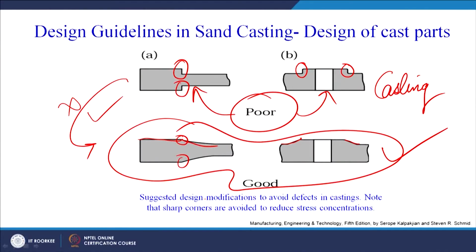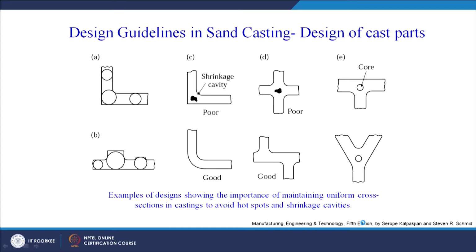Suggested design modifications to avoid defects in casting. Sharp corners are avoided to reduce the stress concentration. So this is already discussed. Then this is again related to the design of the parts. Now this is one channel A, one product. This has a tendency to form a shrinkage cavity. If you can read it, I will write here.